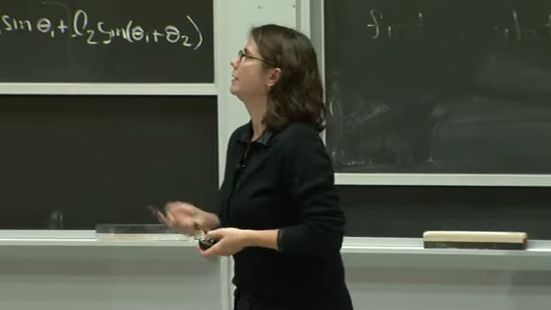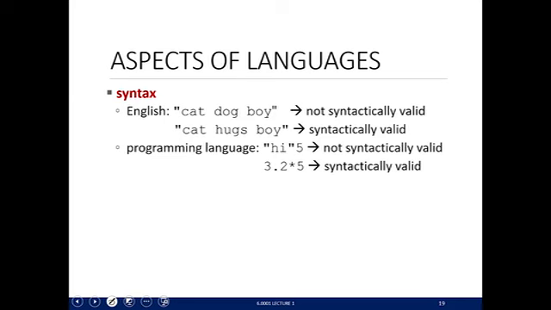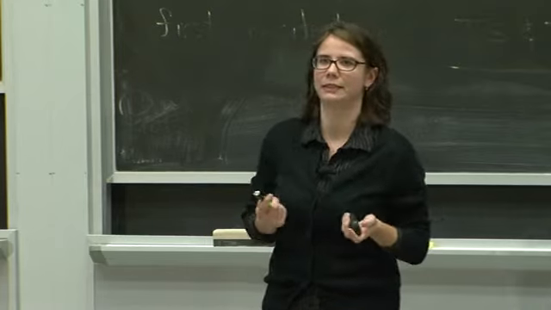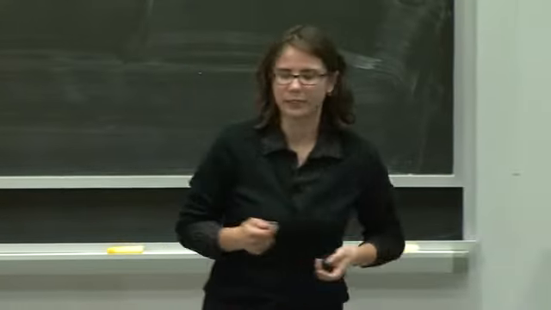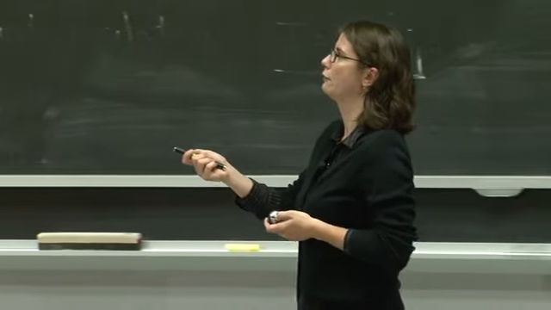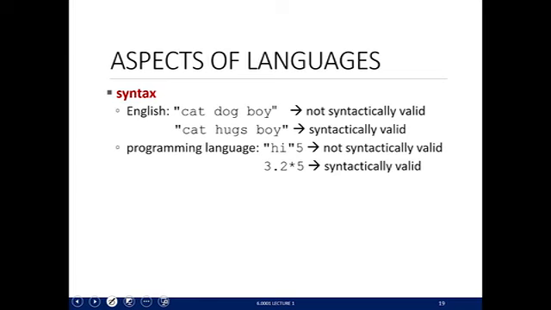So in English, we can say something like cat, dog, boy. Okay, that we say is not syntactically valid. So that's bad syntax, right? That's noun, noun, noun. That doesn't make sense. What does have good syntax in English is noun, verb, noun. So cat hugs boy is syntactically valid. Similarly, in a programming language, in Python in this case, a word and then the number 5 doesn't really make sense. It's not syntactically valid. But something like operator, operand, operator is okay.